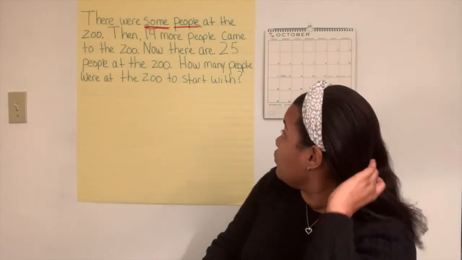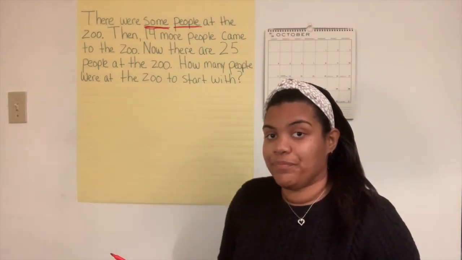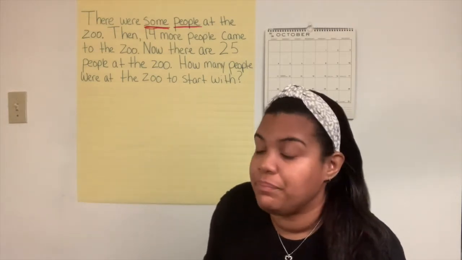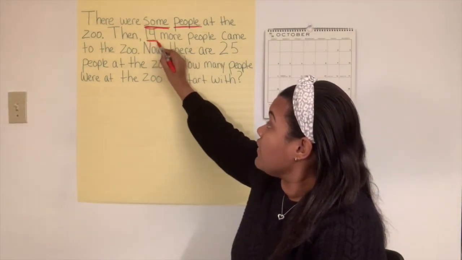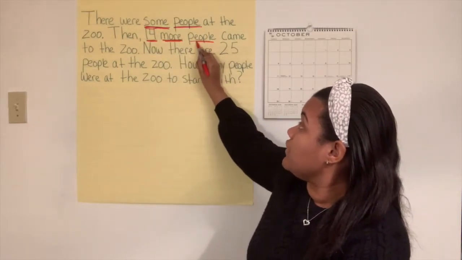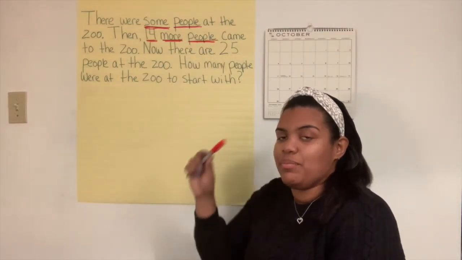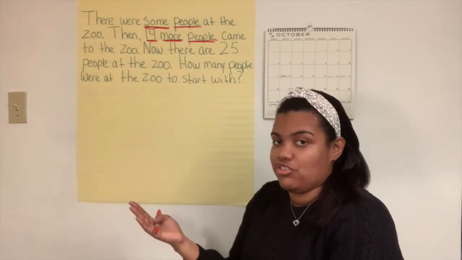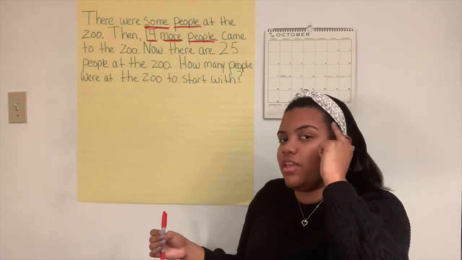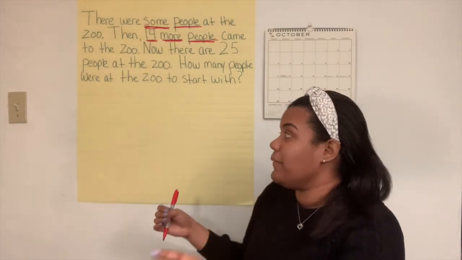Then 14 more people came to the zoo. What's important there? Yes, the 14 more people. So 14, and then this word more is very, very important. 14 more people. So I see a word here that's giving me a clue if we're going to be using addition or subtraction. Do you see that word? Okay, keep it right here in your mind. Keep it right there so you can take it out when I'm ready to ask you for it, okay?